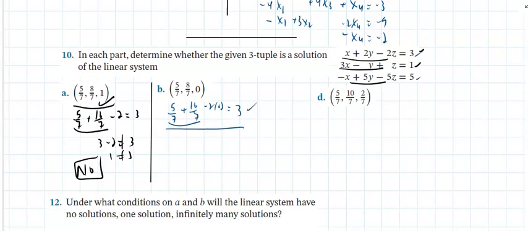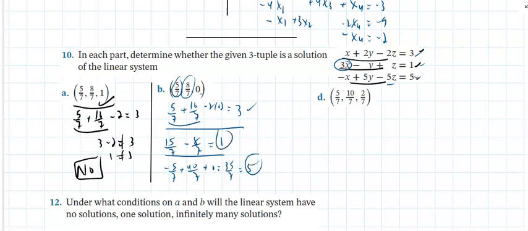That's not enough. I still have to go on and attempt the second equation. 3 times 5 over 7 is 15 over 7, minus 8 over 7. I want to see what that equals. Well, that's 7 over 7, which is 1. It checks. And if I go for the third piece, negative 5 over 7, 5 times 8 over 7 is 40 over 7, and negative 5 times 0 is 0. And what that equals, 35 over 7, which is 5. And it checks. So yes, that would be a solution.